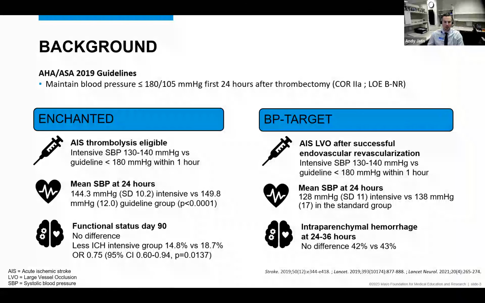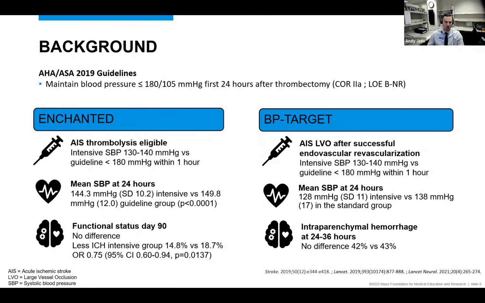And then looking at their mean systolic blood pressure that they were able to achieve at 24 hours, we can see the intensive group was maintained at 128 millimeters of mercury, while the standard of care group was at 138 millimeters of mercury. So again, not that large of a blood pressure difference when we think about that difference of 10 in these groups. And they weren't able to achieve their primary outcome and didn't show any difference when looking at intraparenchymal hemorrhage at 24 to 36 hours in this trial.